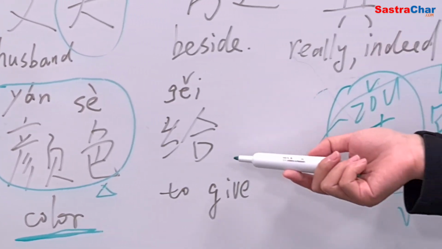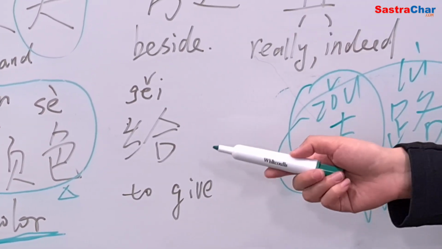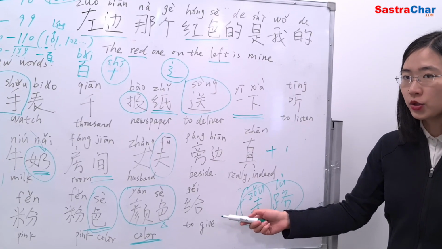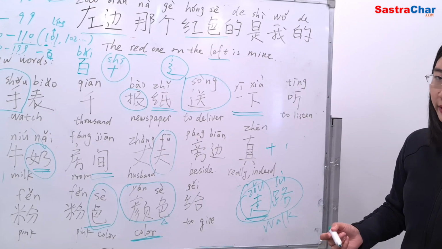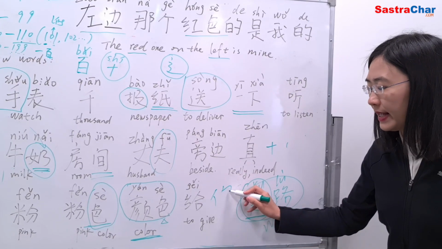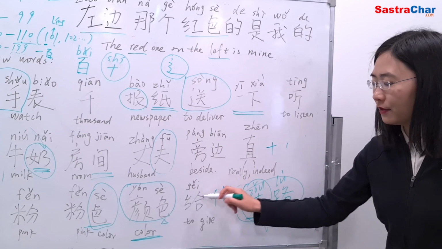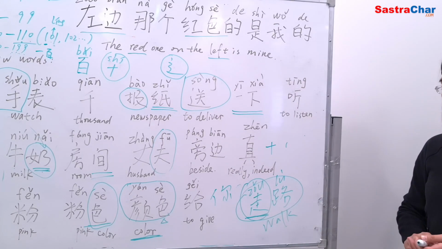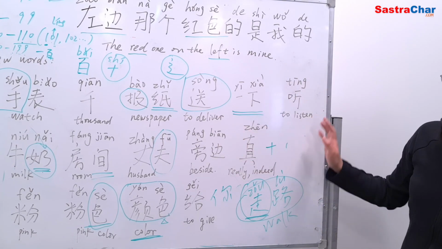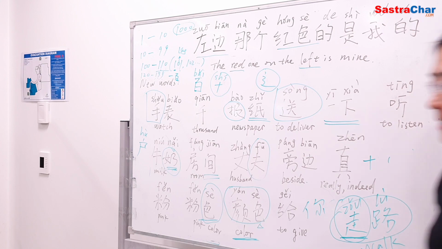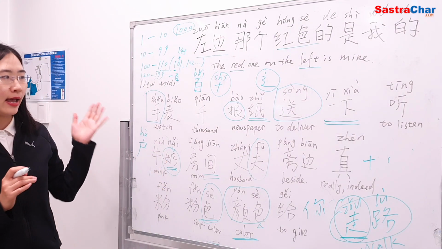Okay, the last word is 给. 给 means to give, okay? For example, to give you, then you can say 给你, give you. Okay, so that's about the new words. Now let's read the words twice after me.